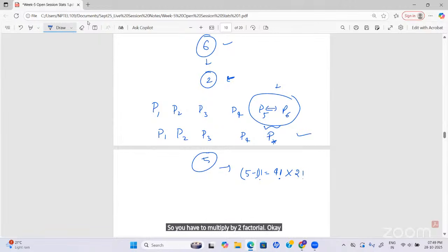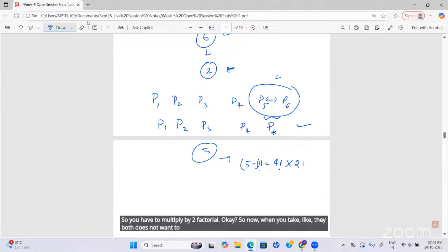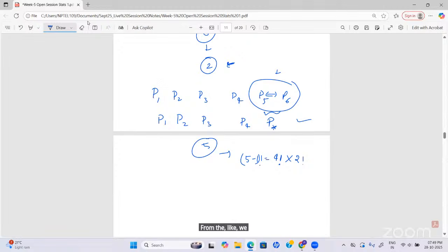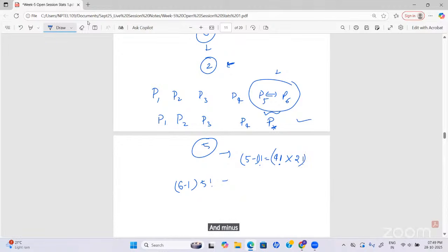Now when they both do not want to sit together, we do it in a reverse manner, the converse method. You have to take the total, which will be 6 minus 1, which is 5 factorial, and subtract this case. So we solve these kinds of questions like this.